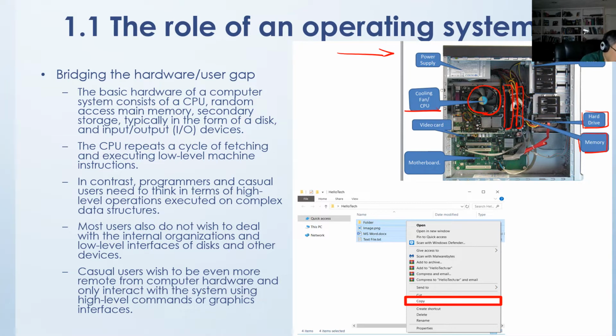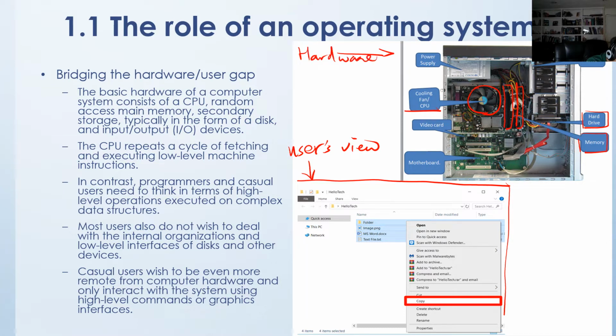Now look at the bottom view. That's a Windows Explorer in Microsoft Windows operating system. So now this is actually user's view, okay, of the computer system. Now this is actually the hardware. The hardware is kind of ugly, but the user's views mostly looks well organized. Okay.